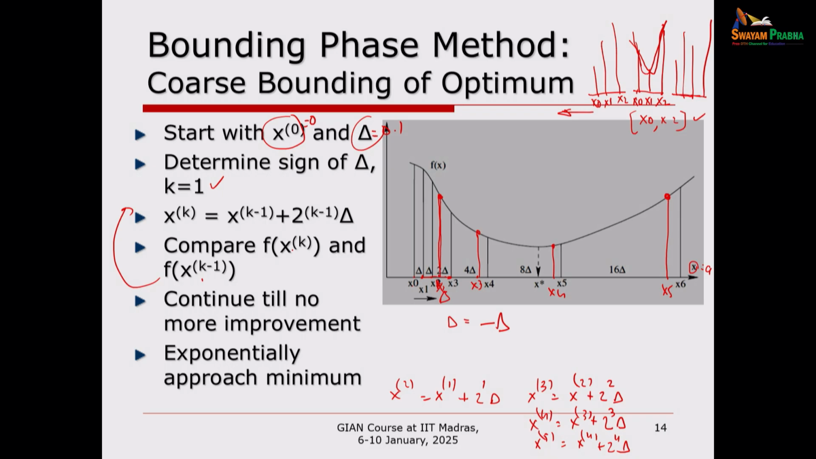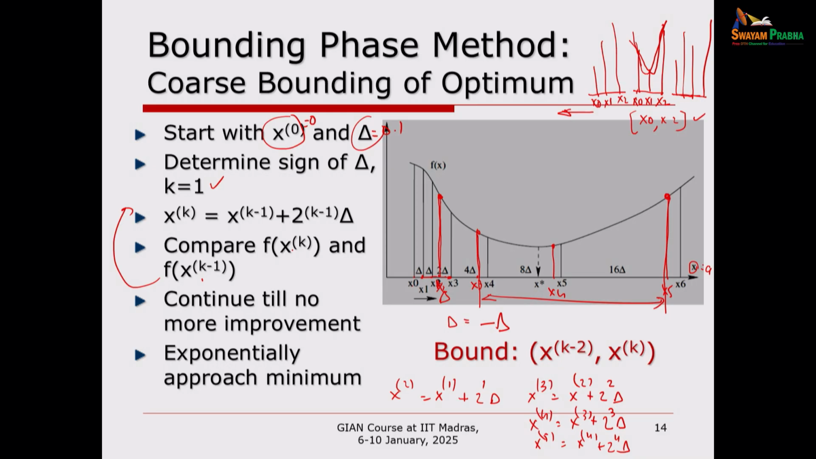I have already bracketed. What is the bracketing? Is it x4 to x5 or what? So the bracketing is always x(k minus 2) to xk. So k here is 5. So it will be x3 to x5. So this is my bracketing. I am basically saying between this x3 and x5 my optima lies. You don't have to consider less than x3, you also don't have to consider more than x5.